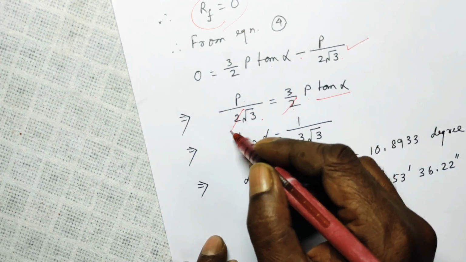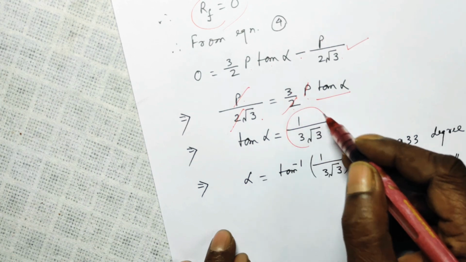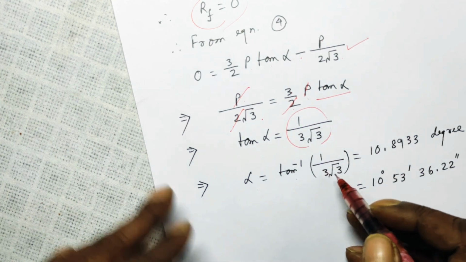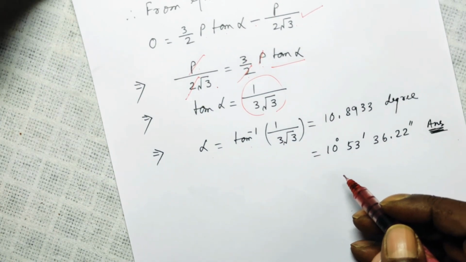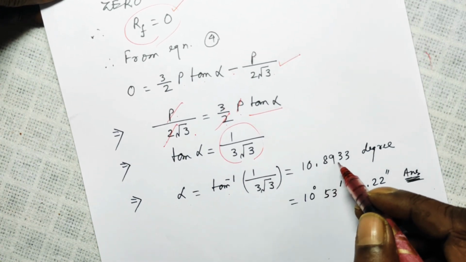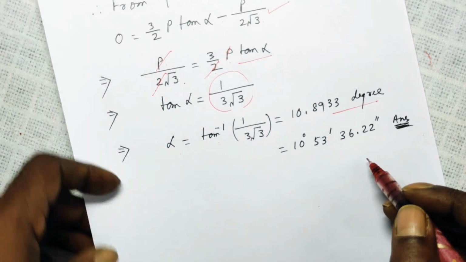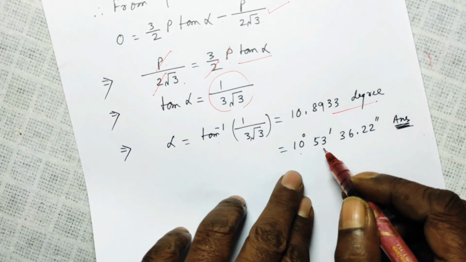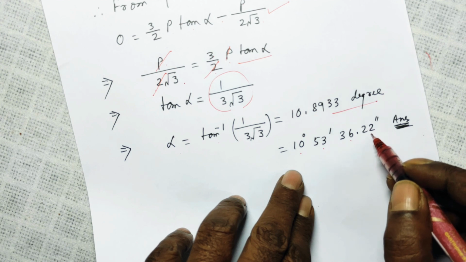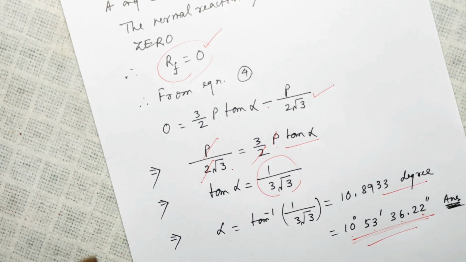So 2 cancels, P cancels. So tan alpha is equal to 1 over 3 root 3. So alpha is tan inverse of 1 over 3 root 3. Put it in a scientific calculator. That comes out to be 10.8933 degrees. If you convert into minutes and seconds of arc, 10 degrees 53 minutes 36.22 seconds of arc. That is the answer.